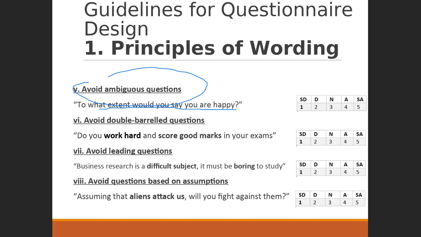Avoid double-barreled questions. Now, double-barreled questions are those statements which have two thoughts in the same statement.